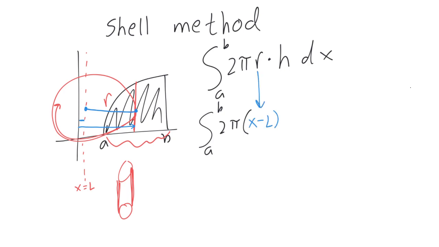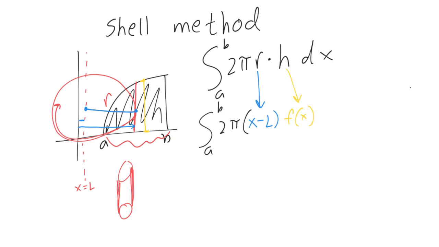That's my radius. And then the shell height, well, that's just going to be the height of this curve. So the height right here. That's just the function value. So here, that's just going to be my function f of x, like this, dx.